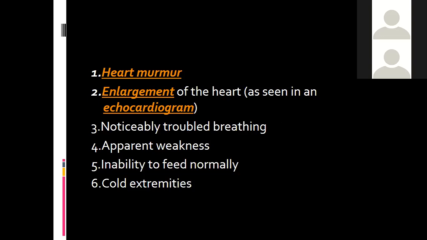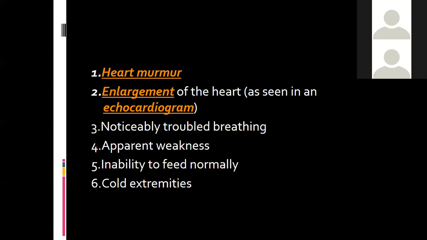noticeable trouble in breathing. The patient will have difficulty in breathing, and there is apparent weakness. The patient develops apparent weakness and inability to feed normally. The patient is not able to feed much because the patient becomes cyanosed. Then there are cold extremities in this type of case.